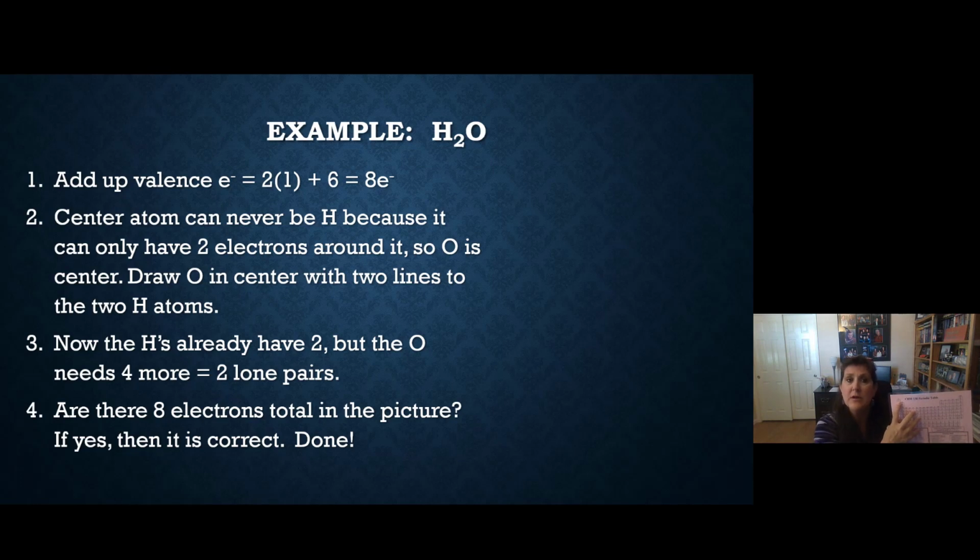There are 2 hydrogens, so 2 times 1, plus O, oxygen, is in column 6, 6 valence electrons, and there's only 1 O. So it's 2 times 1 plus 6 is 8, so our picture will have 8 electrons in it. Now the center atom can never be a hydrogen because it can only have 2 electrons around it, which is basically a single bond. So it can't be in the center. So oxygen has to be in the center. I really didn't need to underline oxygen because hydrogen is never in the center. So it had to be oxygen.